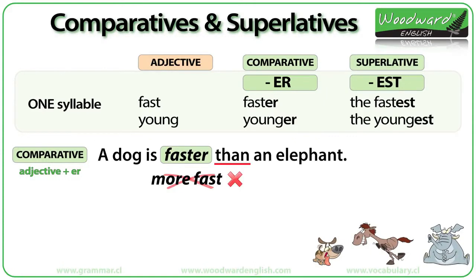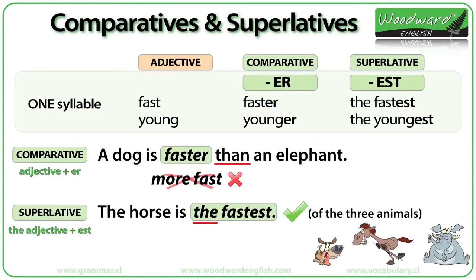To make a superlative, we add est to the end of the adjective. Fast becomes the fastest. Young becomes the youngest. It is important to have the article the before the superlative. The horse is the fastest. Again, since the adjective has 1 syllable, we do not say the more fast. No, we say the fastest.